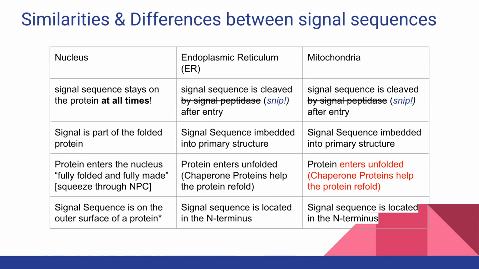Okay, so here are some similarities and differences between the signal structures. With the ER and mitochondria, that localization sequence gets cleaved after entry, whereas for the nucleus, it doesn't; it remains. For the nucleus, oh, yeah.